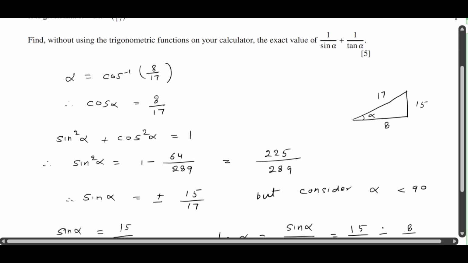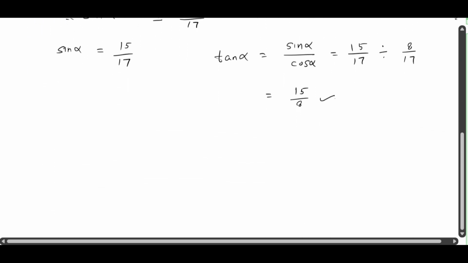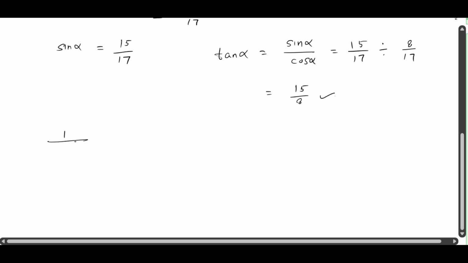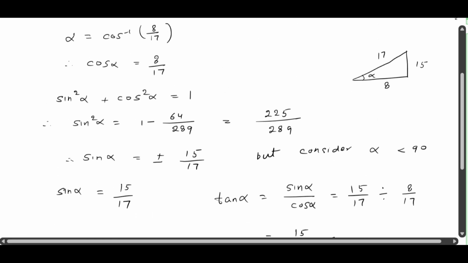Now what do I have to find? I have to find the value of 1 upon sin alpha plus 1 upon tan alpha. So I have 1 divided by sin alpha plus 1 divided by tan alpha. 1 divided by sin alpha will give me 17 divided by 15, plus 1 divided by tan alpha, which will be 8 divided by 15. So 17 plus 8 is 25 divided by 15, which is equal to 5 upon 3. So finally the answer is 5 divided by 3.